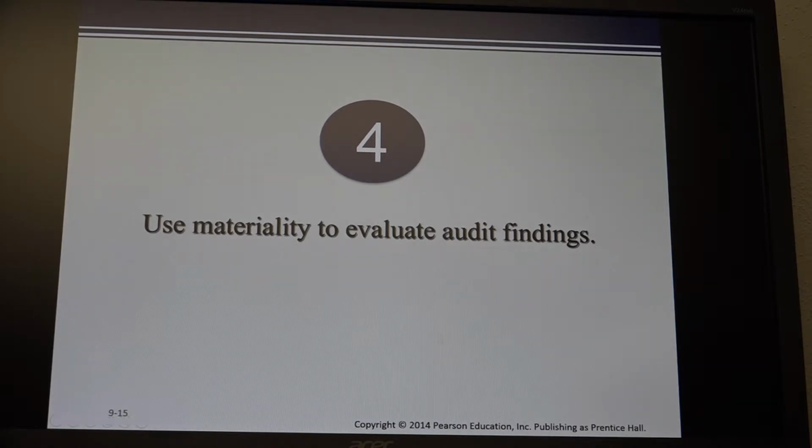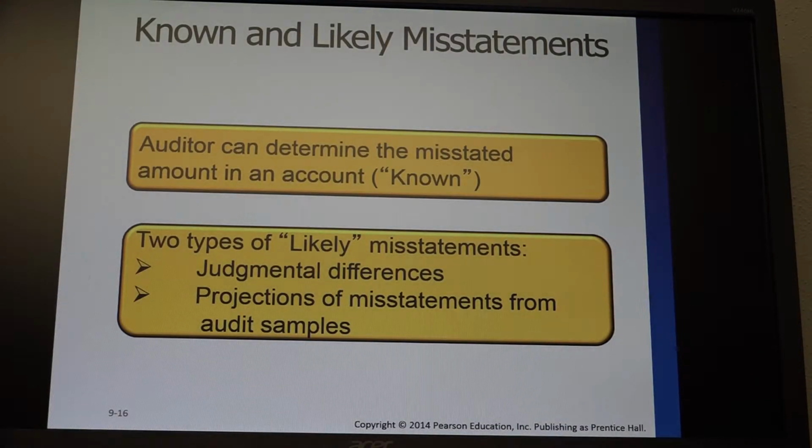So the next thing we want to do is talk about using materiality to evaluate audit findings. And so what you have are what's called known and likely misstatements, and then likely misstatements are broken down into two further areas. The known misstatements are those that are actually known by the auditor. They have reviewed the evidence and have found certain misstatements. Likely misstatements are broken down into two categories.